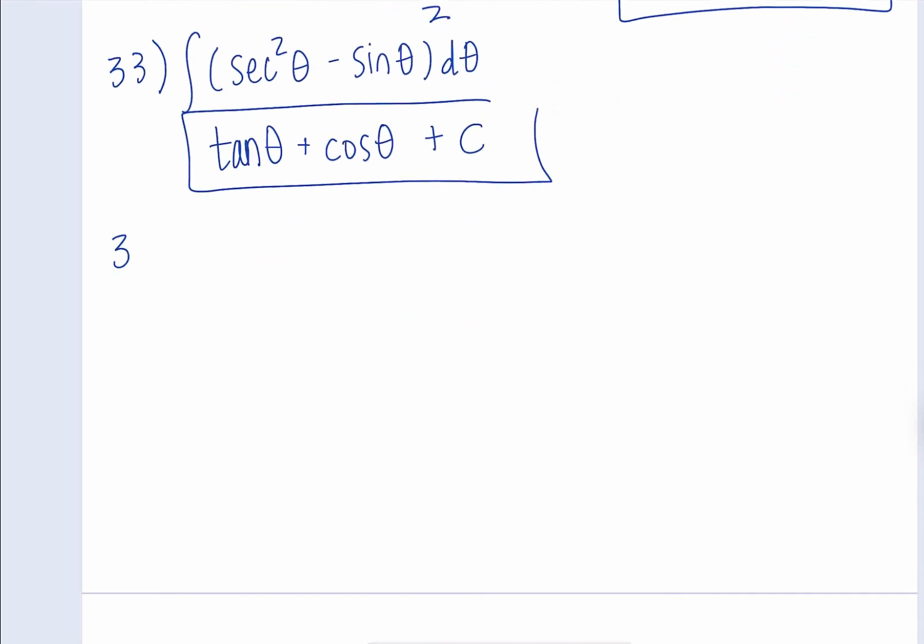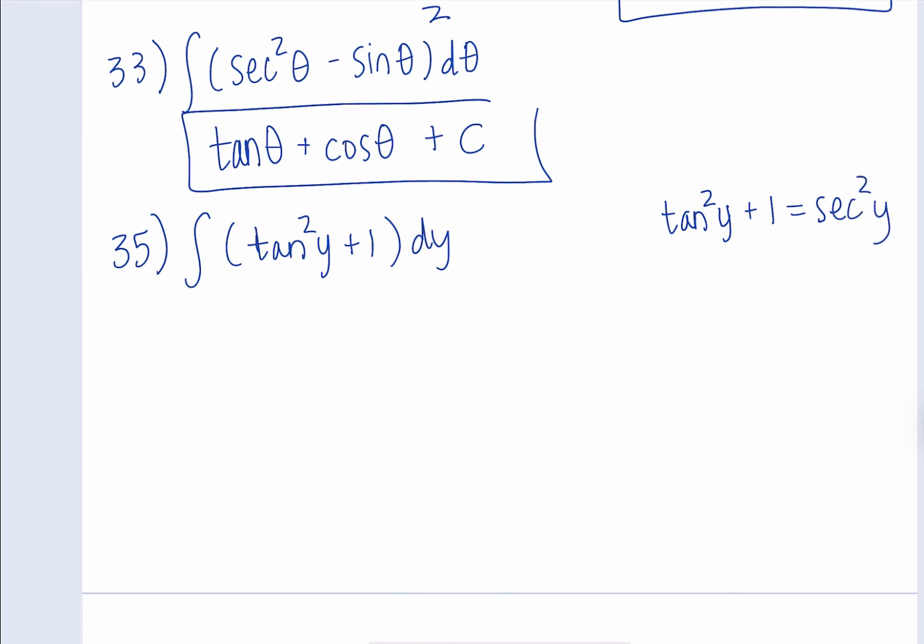And then the last one on this assignment, number 35, we have tangent squared y plus 1 dy. Now, this one is not up in our list. We have secant squared, but not tangent squared. So what are we going to do? Well, take a look at your formula sheet, and you'll see that you have a trig identity that says that tangent squared plus 1 gives you secant squared. I can't remember what variable it is.